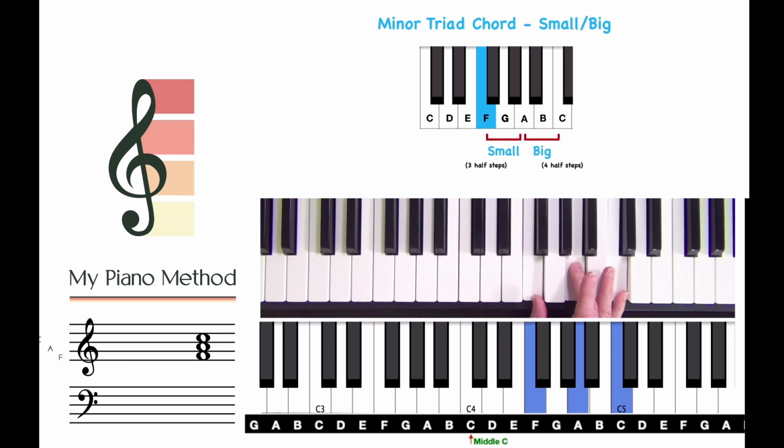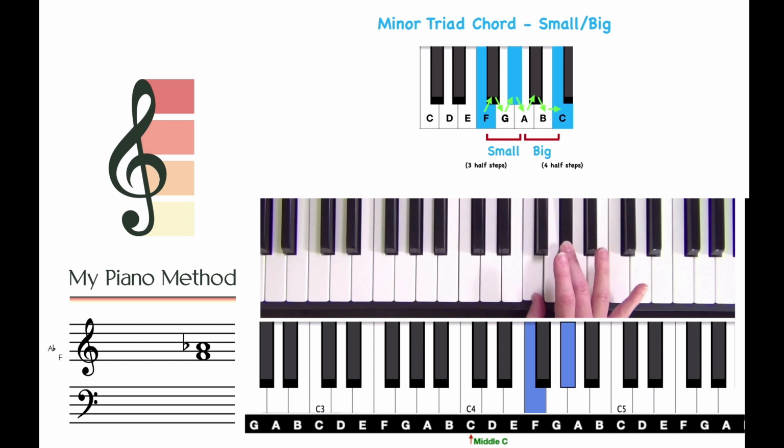Now let's find the F minor chord, which is the other way round, small followed by big. So from the F, let's do the small, which is 3 half steps. 1, 2, 3, followed by the big. 1, 2, 3, 4. There is our F minor triad. Nice and easy.